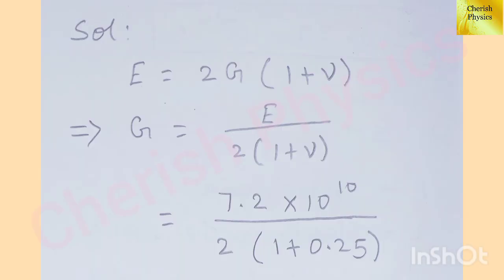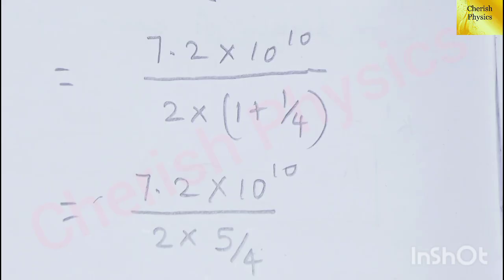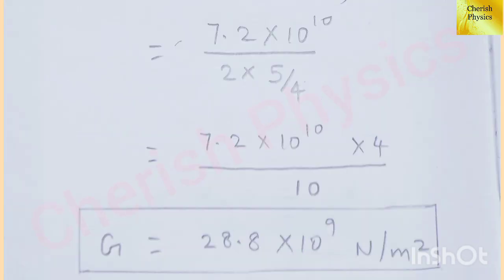The relation between Young's modulus, rigidity modulus and Poisson's ratio is E equal to 2G into 1 plus nu. On rewriting this equation for rigidity modulus, we get G equal to E divided by 2 into 1 plus nu. On substituting the values, we get 7.2 into 10 to the power 10 divided by 2 into 1 plus 0.25. We can write 0.25 as 1 divided by 4. Hence, the bracket inside the denominator becomes 5 divided by 4. The denominator of the denominator goes to the numerator. So, move the 4 to the numerator and multiply 2 into 5, which is equal to 10.